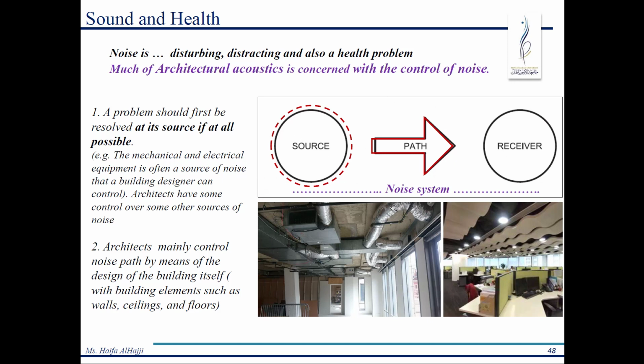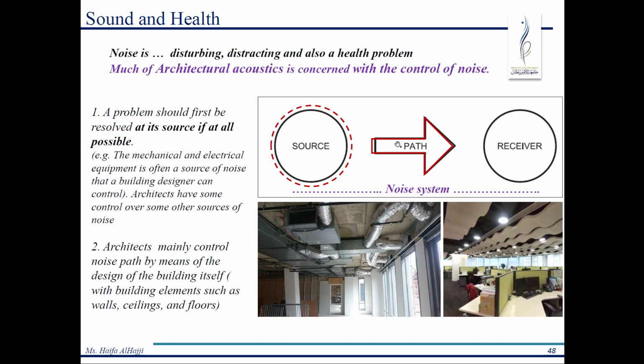Now, I want to see where my role as an architect is in this noise system. The first thing, the source: sometimes I can affect the source by specifying, for example, less noisy mechanical systems, and trying to enclose them separate from the other spaces. But then sometimes I can't control this one much. I have it and then I have to design according to it. Then the second part that I can actually alter with my design is the path. I can change the zoning of the areas. I can change the partitions. I can change the openings.